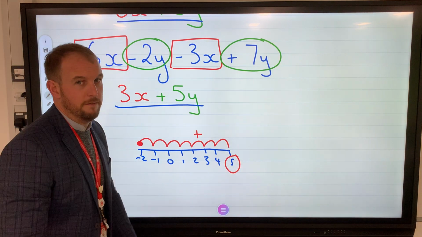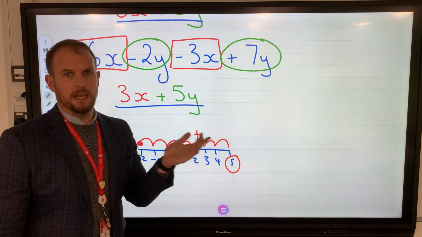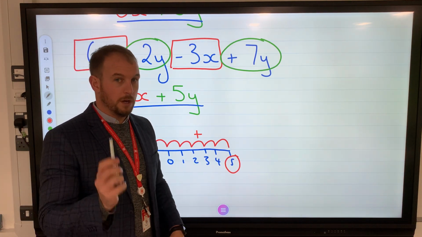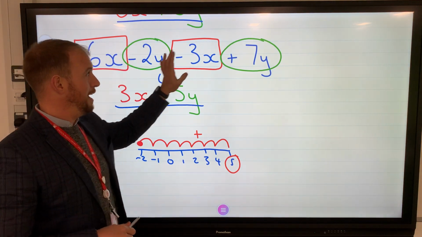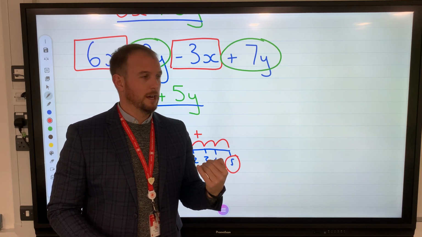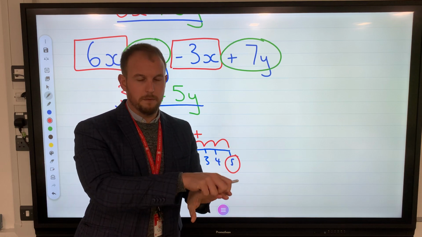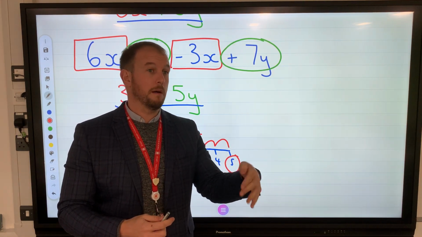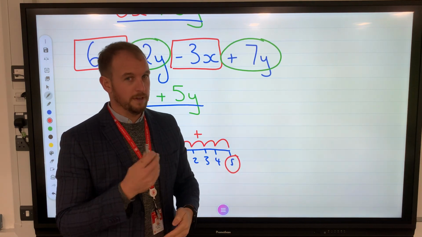I have the argument every year saying, oh, but a negative and a positive makes a negative. So it's got to be minus 5y. No, it can't be. Because I'm using the number line to help me. I'm on minus 2 and I'm adding 7. Think of a bank account. If I'm overdrawn by £2, then that means I've got minus £2 in the bank. If I put £7 in the bank, well, now I'm £5 in credit. I've got £5 in my bank that I can spend. Okay, so be careful with those positive and negative numbers.